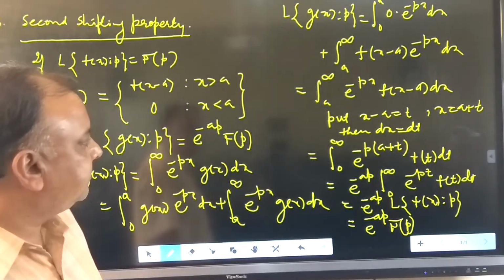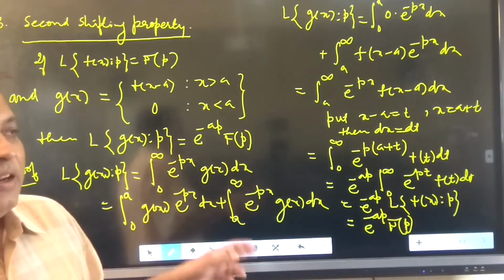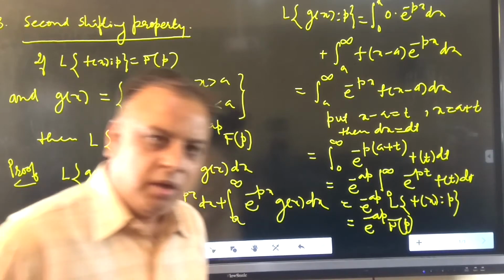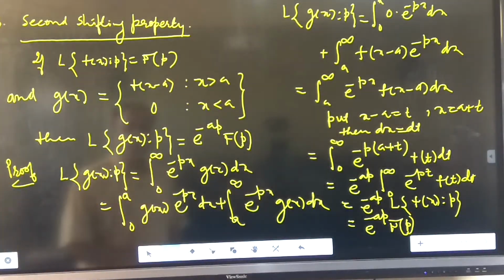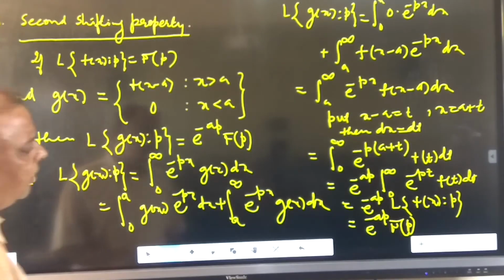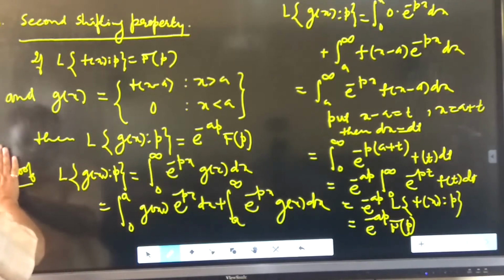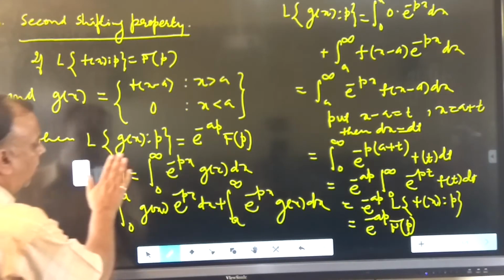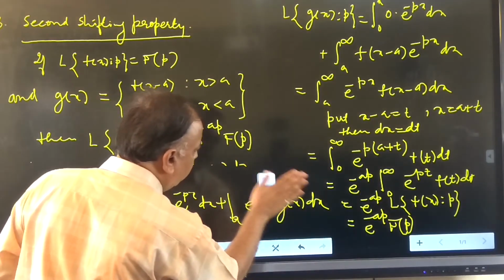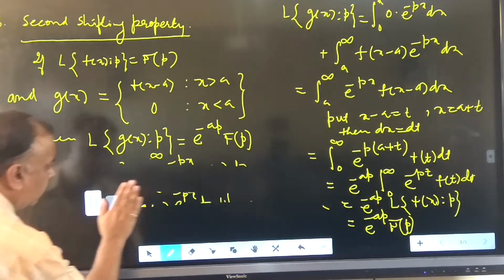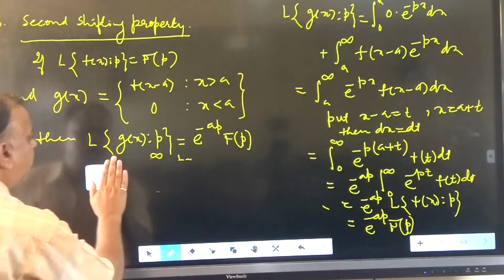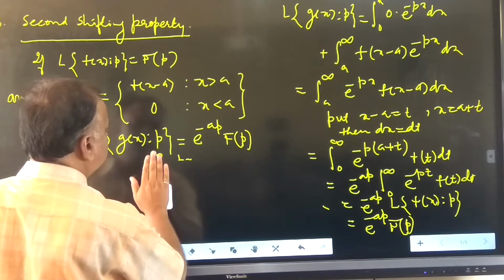This is known as the second shifting property. We can write this property in another alternative form, and that form can be written as the alternative form of this property.